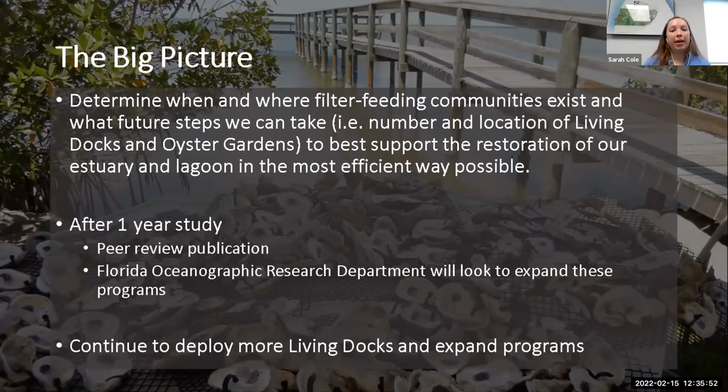Once again, we hope to expand these programs. So this is our first initial year, but we hope to have more of these living docks, more of these oyster gardens. We just need to understand how they work, who's there, and what time of year they are.